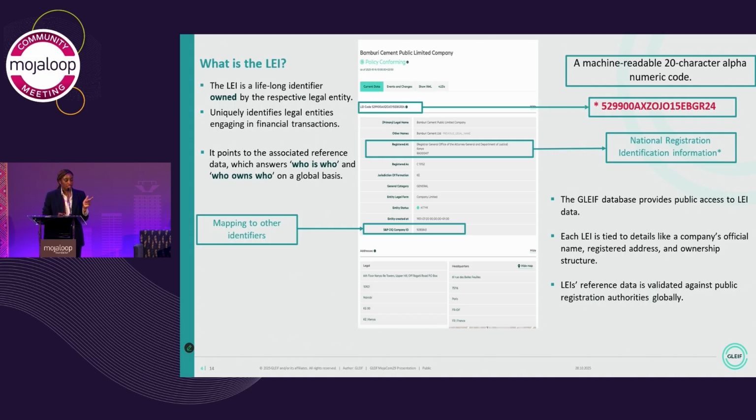You can see its local or national registration number, and you can also see that there's other mapping information. So it's mapped to other identifiers such as S&P Global. You also have basic information about this entity, like its legal name and its address. And it's validated against public registration authorities globally. And that is basically what an LEI is.